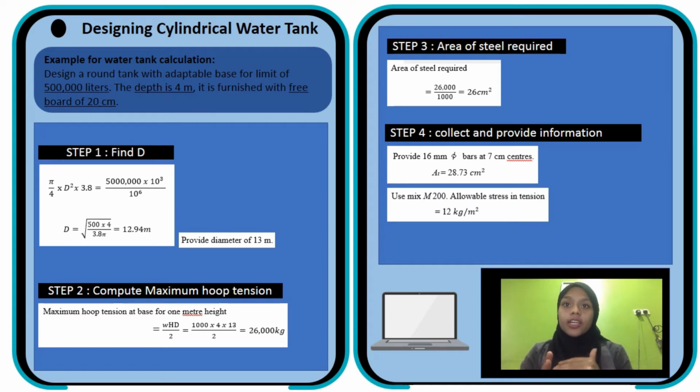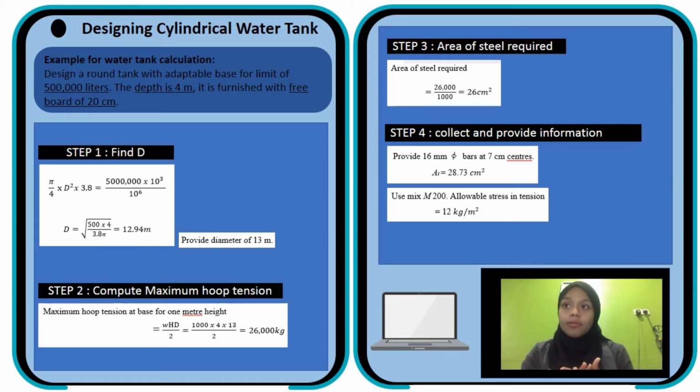Okay, so by using the equation of WHD divided by 4, we get the value of 26,000 kilogram. Okay, so the third step is to find the area of steel required. This area is obtained by dividing the maximum hoop tension by 1000, and we get 26 cm square.